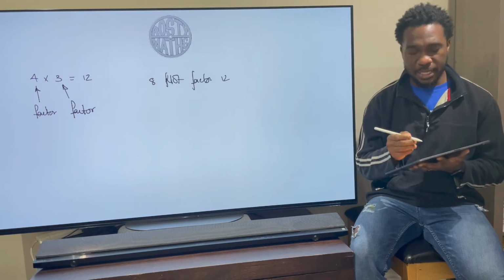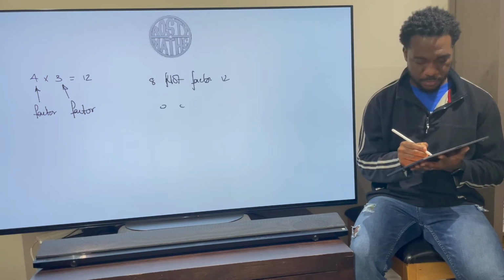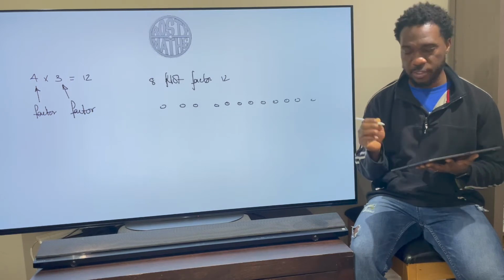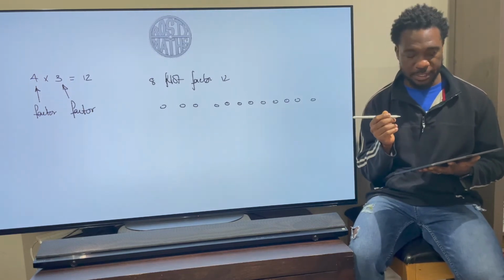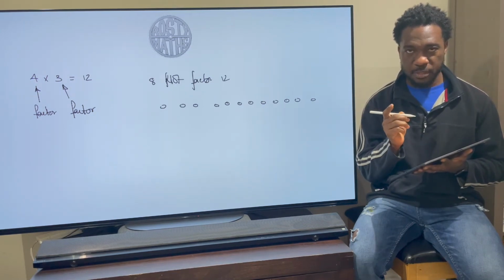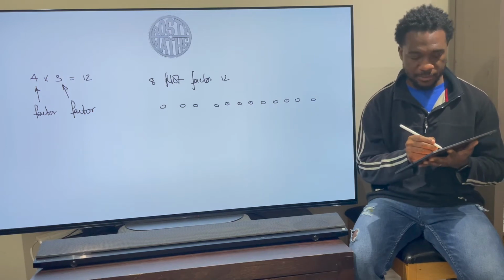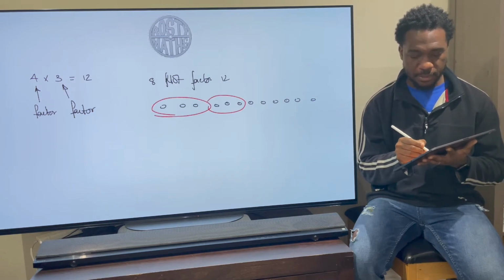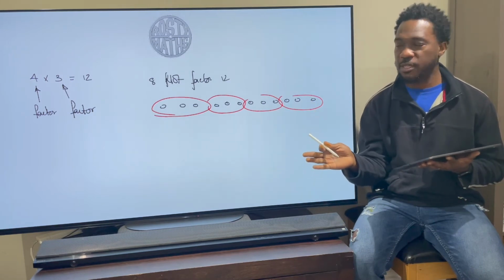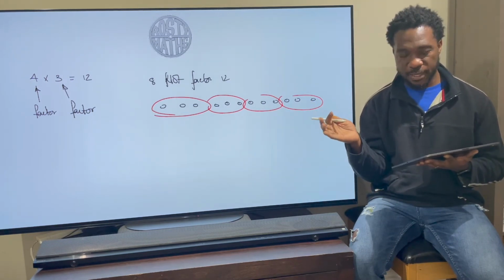So for this one, I'm going to put down 12 dots. 1, 2, 3, 4, 5, 6, 7, 8, 9, 10, 11, 12. Just like that. Perfect. So I've got my 12 dots there. How do I know factors? Well, if I can make equal groups, then they can give me factors. For example, I can make groups of 3, and there's nothing left over. You've got 4 perfect groups. So 3 is a factor of 12.